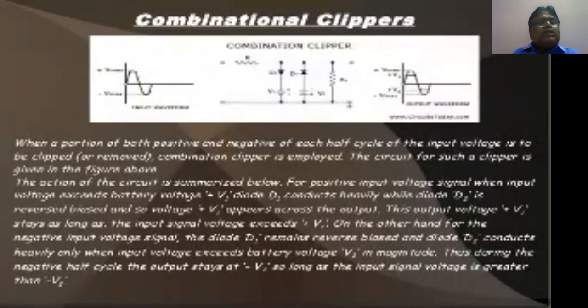Here, for combination, different diagrams are there. So combination of positive clippers and negative clippers. These two are combined, and that is called combinational clippers. So in the previous ones, we had positive clippers and negative clippers. In this one, these two are combined: combination clippers.